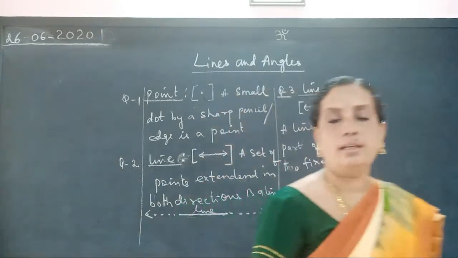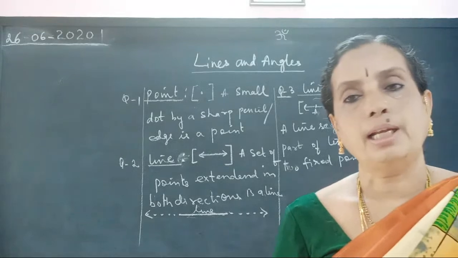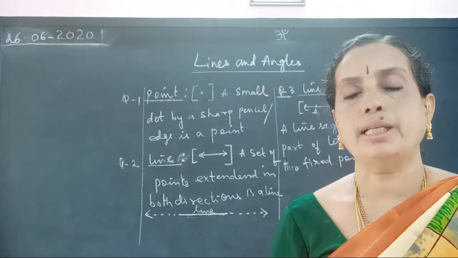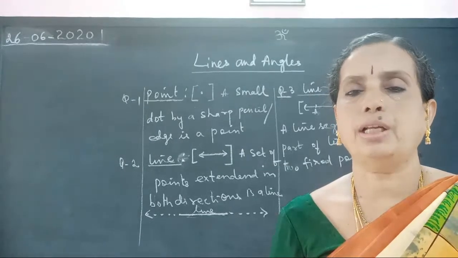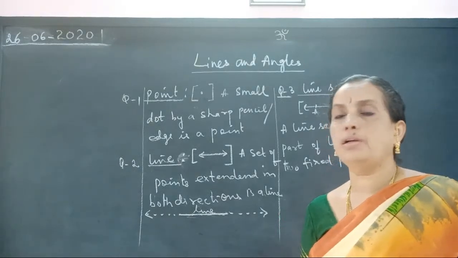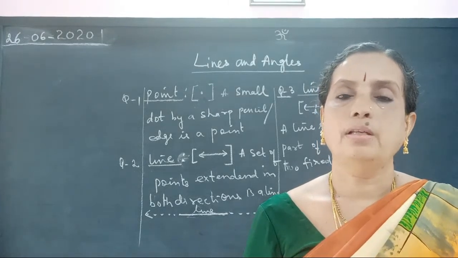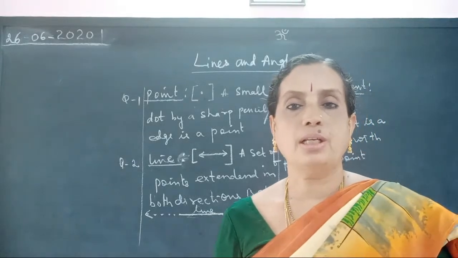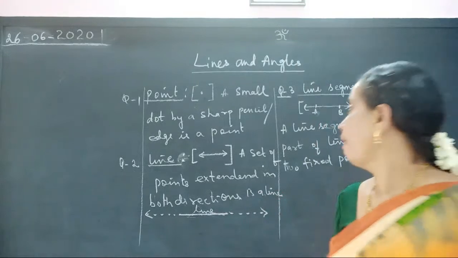Can we say, yes, a line segment is entirely different from a line. A line is just a set of points extended indefinitely in both directions, whereas a line segment is a part of a line with two fixed points. We cannot measure a line, we can measure a line segment. Clear? Next.